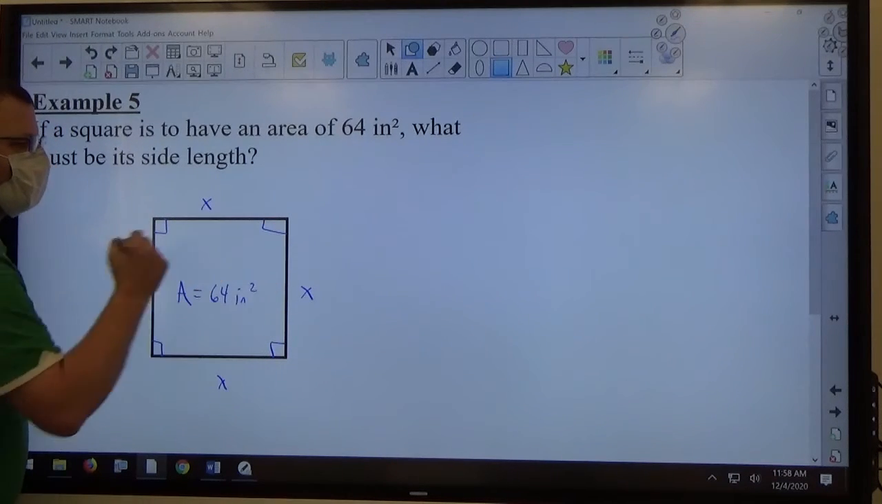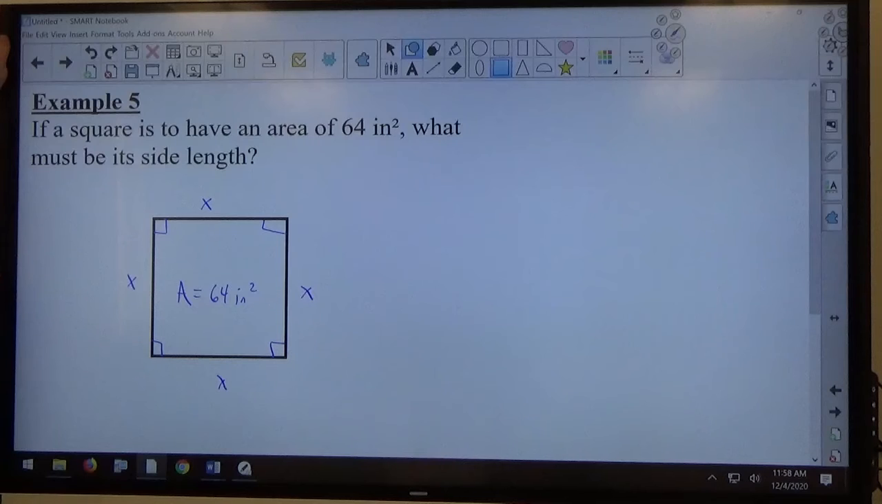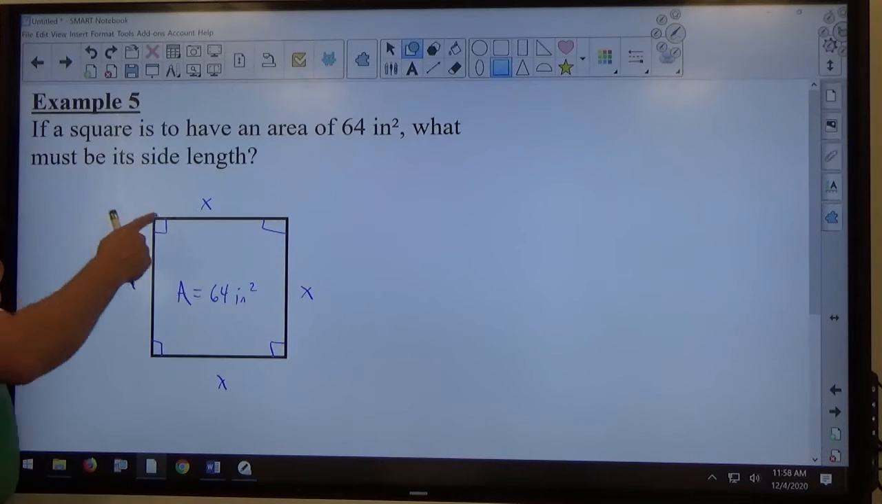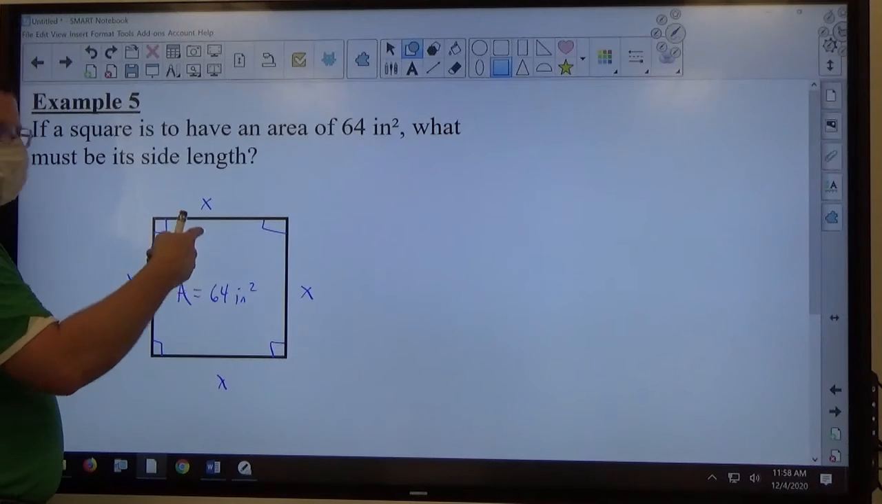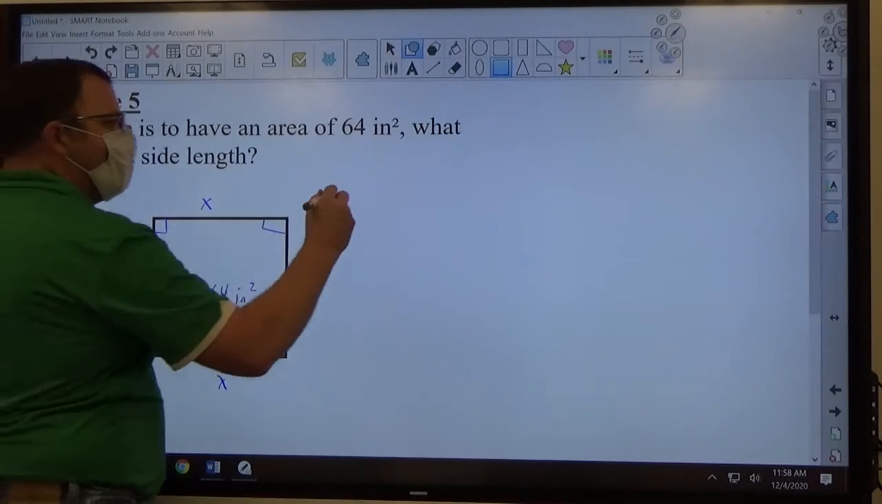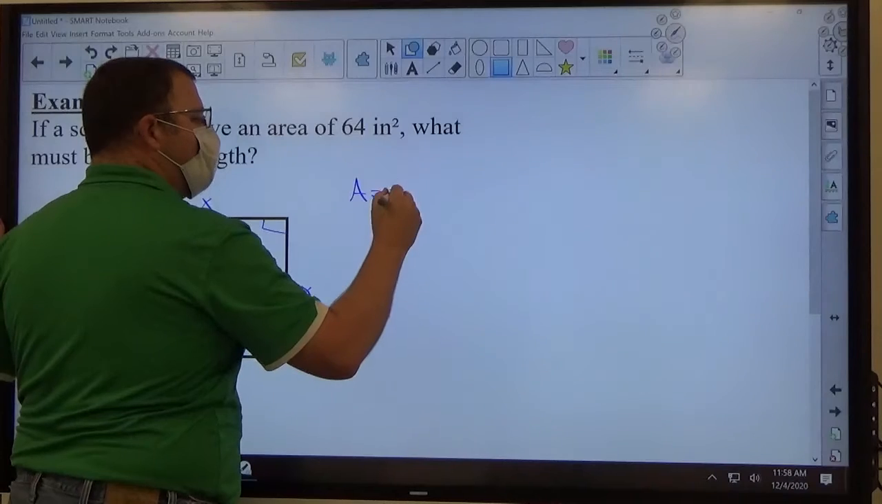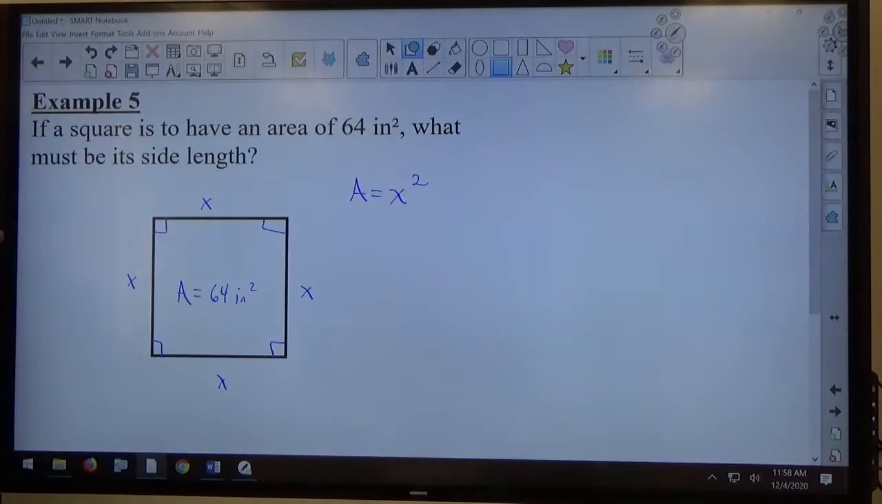So just divide 64 by 4? No, we don't divide 64 by 4. If it was a perimeter, we would divide 64 by 4. But the relationship, area of a square is the length of the side squared, or it's just like a rectangle, it's length times width. So, area of a square is equal to x times x, better known as x squared.